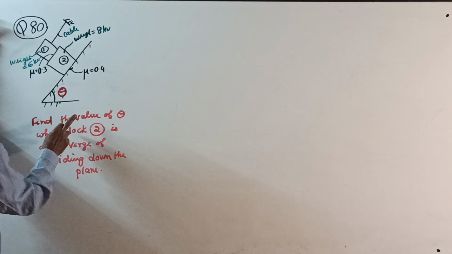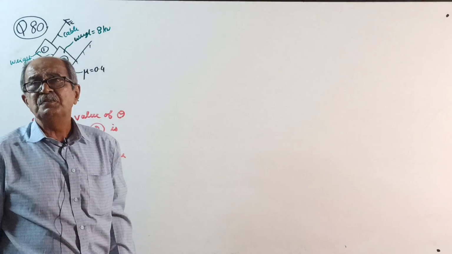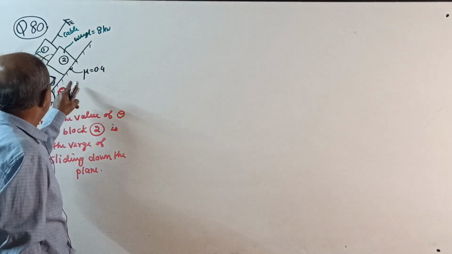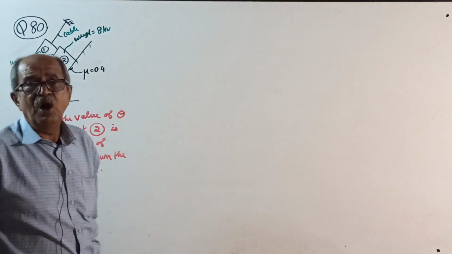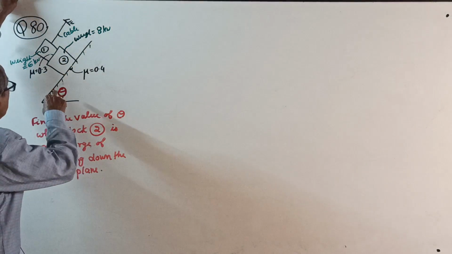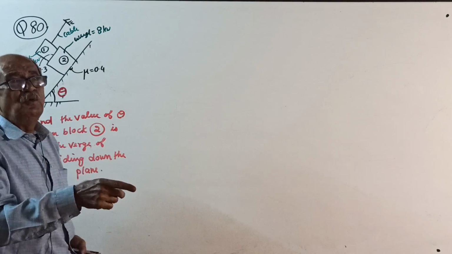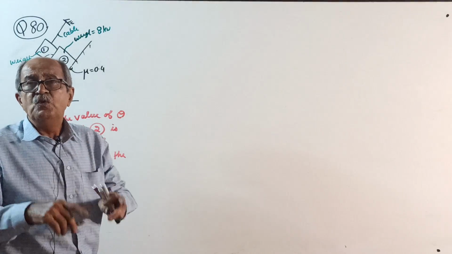So the question is, find the angle of inclination of the plane when slipping or sliding down of the block B will take place. Or they will ask one more thing: what is the maximum angle theta up to which block B, block 2, the first block, will not slide down?